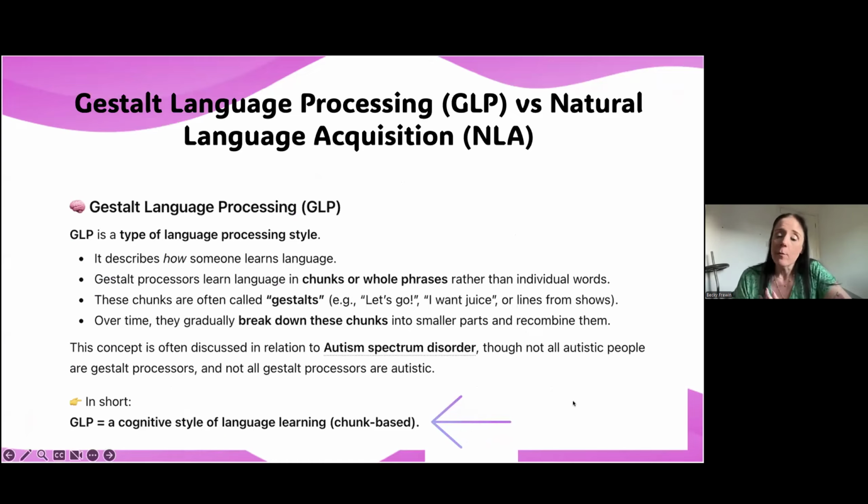So Gestalt language processing is a type of language processing style. And I want to think about the difference between Gestalt language processing and natural language acquisition, because sometimes there's a bit of confusion about what these two things mean. So Gestalt language processors learn language in chunks or whole phrases rather than individual words. Okay, so these chunks are often called gestalts. Okay, and over time, Gestalt language learners will break the chunks down into smaller parts and recombine them.